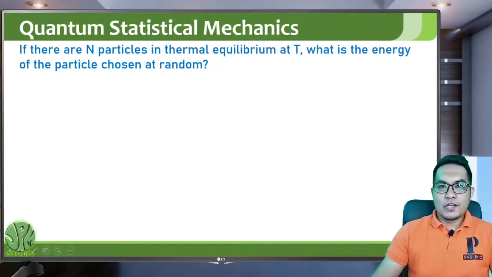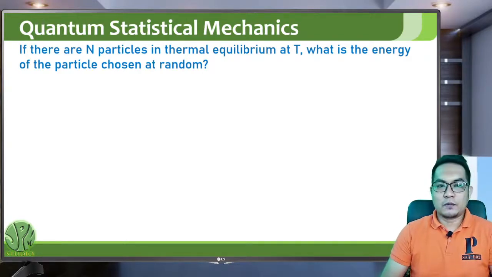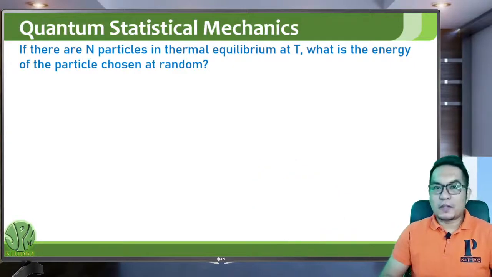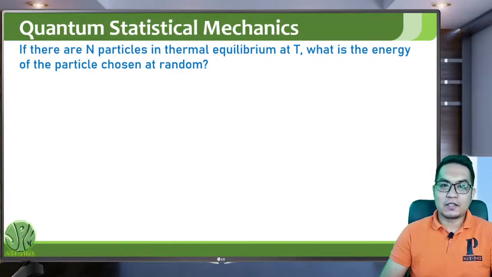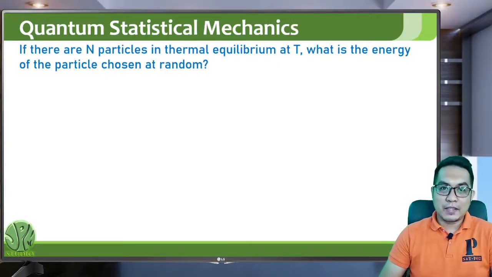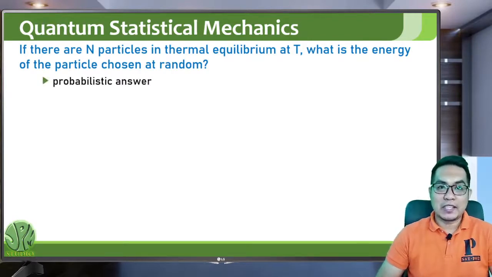So a general problem in statistical mechanics is this one. If there are n particles in thermal equilibrium at temperature T, what is the energy of the particle chosen at random? So you have n particles, then you choose one particle out of those n particles at random, and what's the energy of that particle? Of course, you are not going to expect a definitive or deterministic answer. The answer to this is a probabilistic answer.